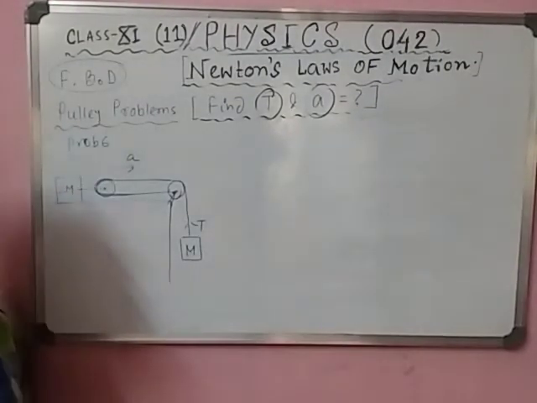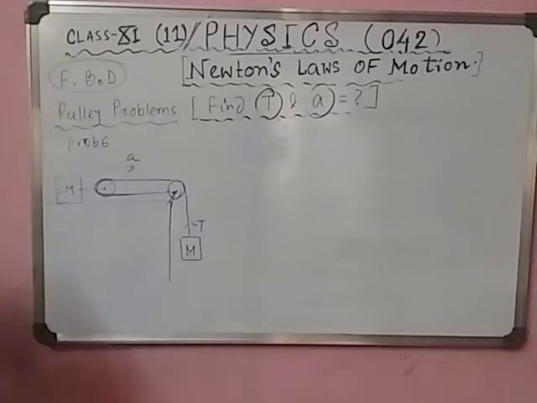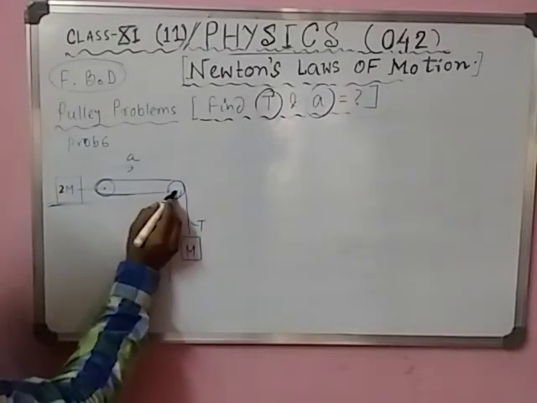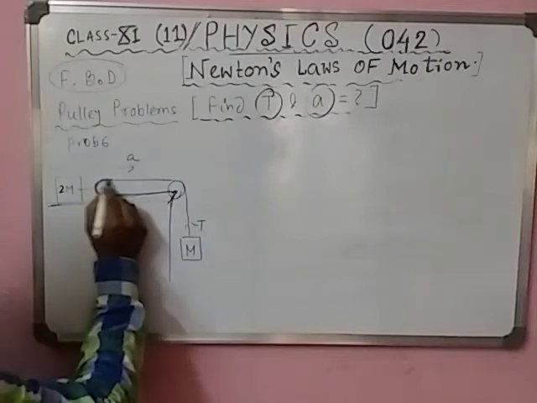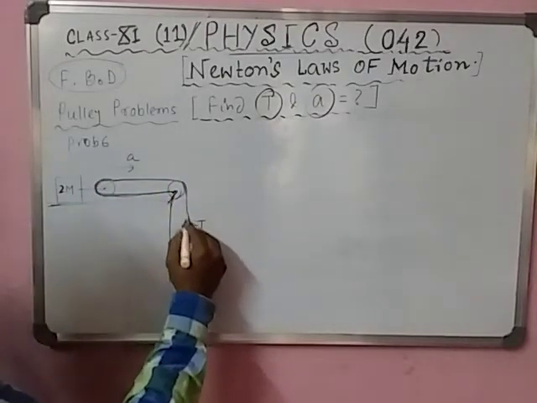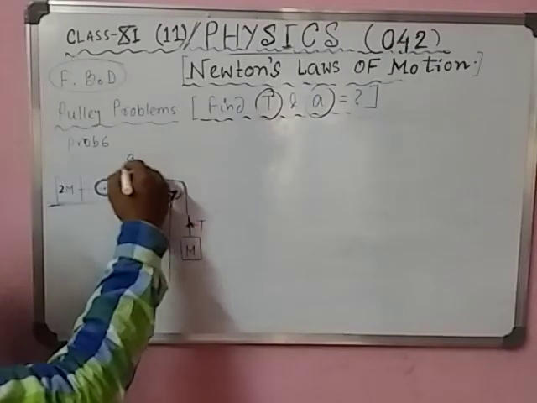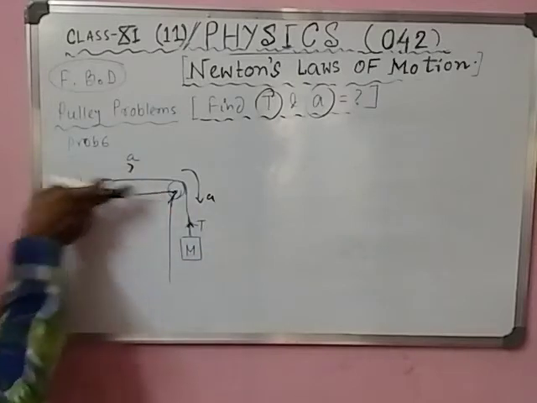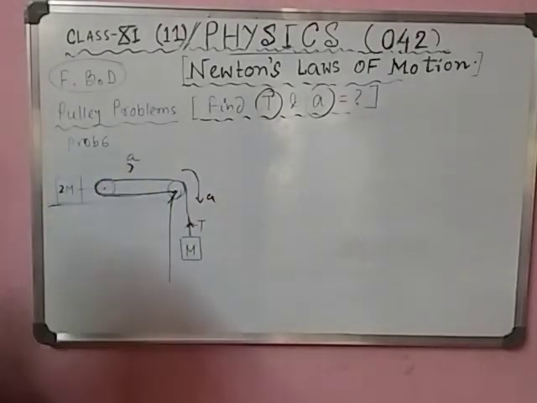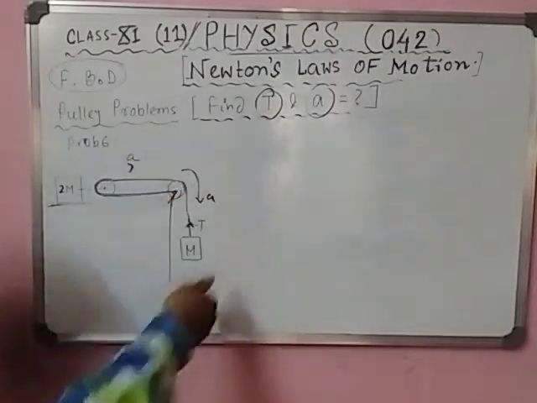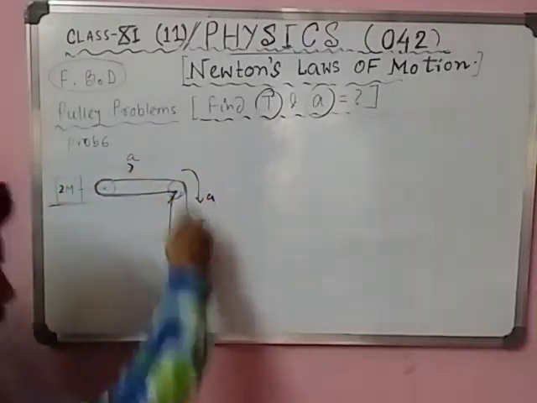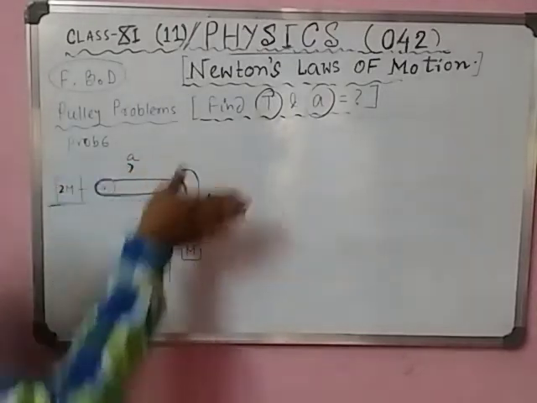See students, next problem. Problem number 6. First of all, you copy the problem. See, this is a 2m mass resting on a table and here is a pulley. The rope goes around this pulley and looks like this. Whenever the acceleration direction is this, it means this m goes down, then the 2m moves in this direction with acceleration A. If you pull it, then it will go in this direction.